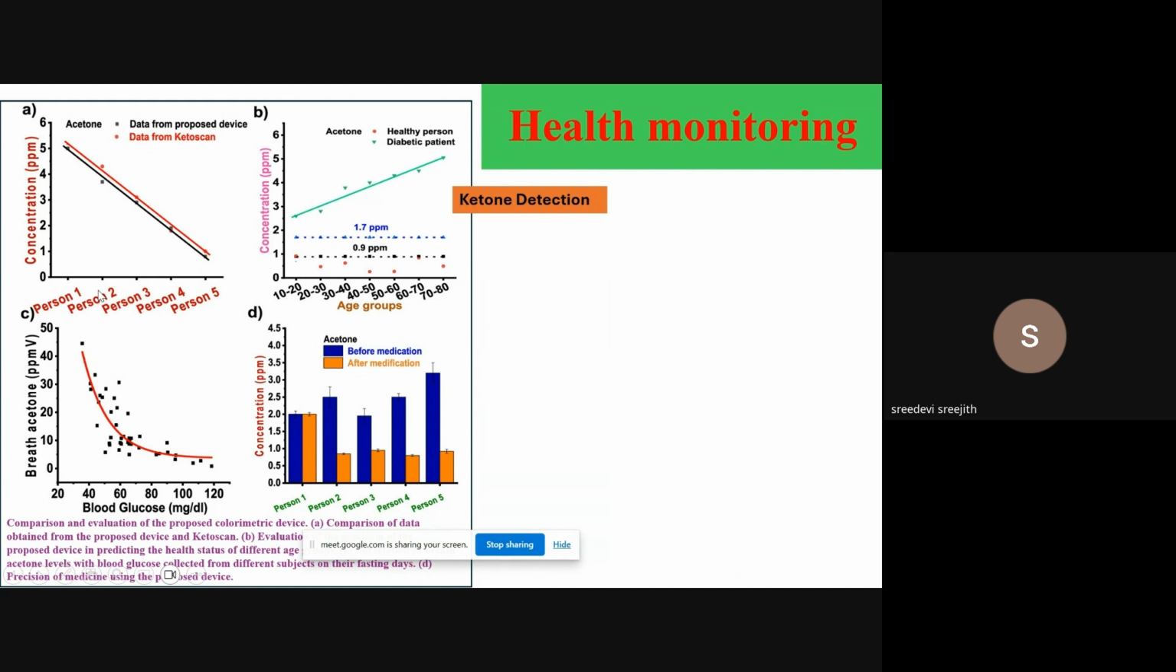And we have found a relationship between blood glucose and breath acetone. As the blood glucose level increases, the breath acetone level decreases. We have also found the acetone level before medication and after medication in diabetic patients. Patients with diabetes have higher ketone levels before medication and lower ketone levels after medication.